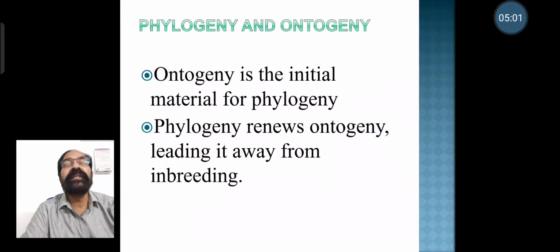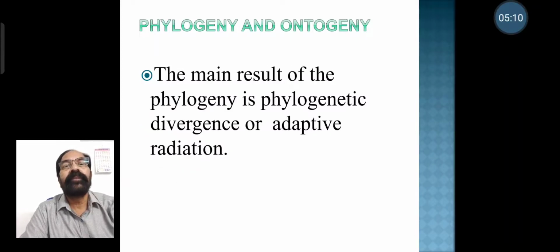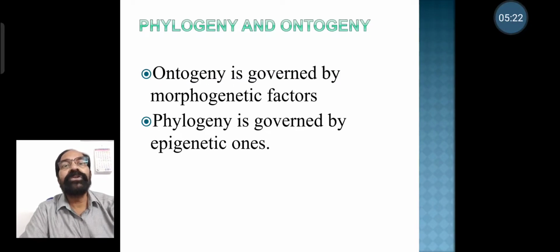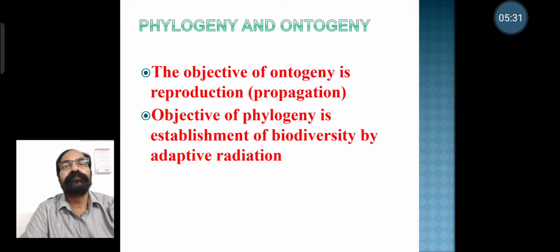Ontogeny is initial material for phylogeny. Phylogeny renews ontogeny, leading it away from inbreeding. The main result of phylogeny is phylogenic divergence or adaptive radiation. Ontogeny is governed by morphogenic factors, whereas the phylogeny is governed by epigenic ones. The objective of ontogeny is reproduction, that is propagation, and the objective of phylogeny is establishment of biodiversity by adaptive radiation.